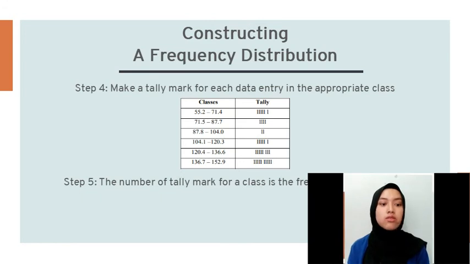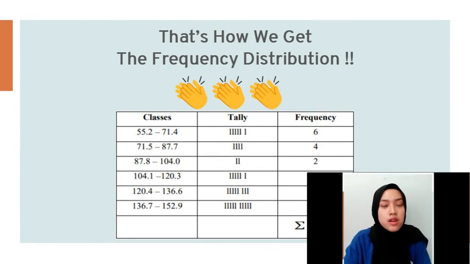The fourth step is to make a tally mark for each data entry in the appropriate class, like the table shown in the slide. The fifth step, the number of tally marks for a class is the frequency for that class. That is how we got our frequency distributions.